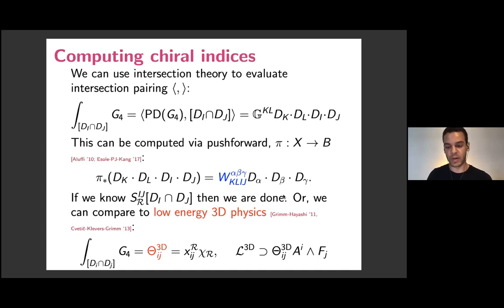If we don't know an explicit expression, there are workarounds that people have developed. One of them is to compare to low-energy 3D physics, where we match the fluxes, or a collection of the fluxes, to one-loop exact 3D Chern-Simons terms. And this gives us linear combinations of the chiral indices. As a linear system, we can invert the system to figure out how to express the chiral indices in terms of linear combinations of these 3D Chern-Simons terms, which are then set equal to the geometrically computed fluxes. So there are a couple of different methods that one can use to compute chiral indices of these theories.